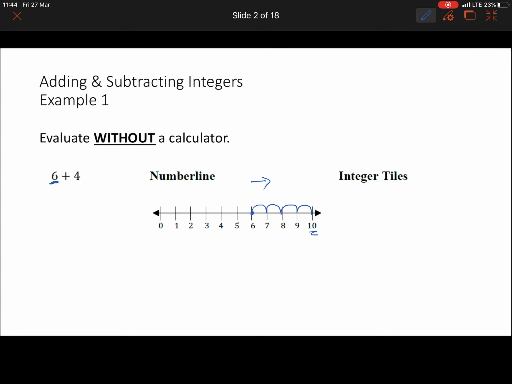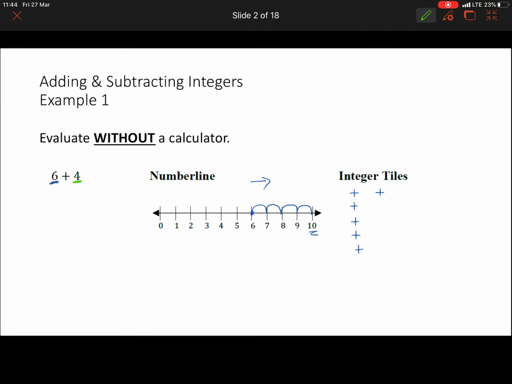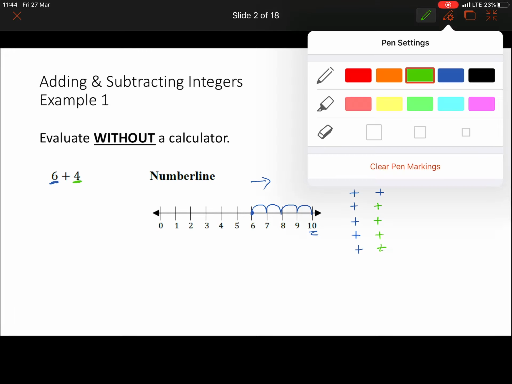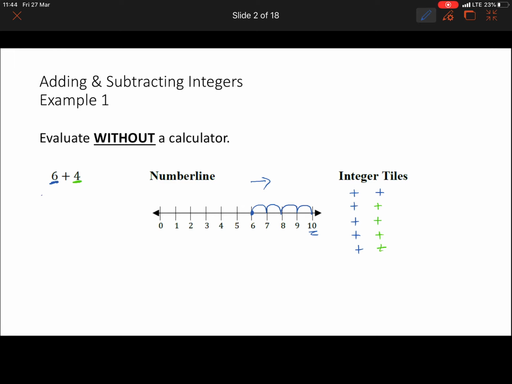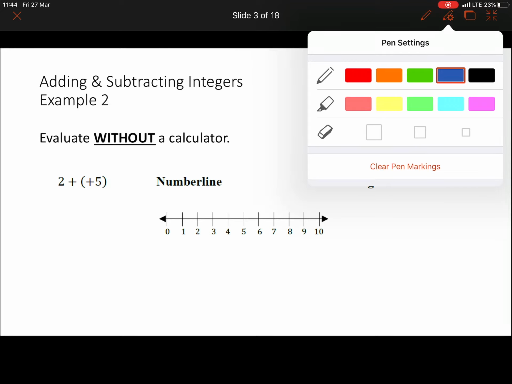If we're using integer tiles, our 6 tells us that we need 6 positives. So I draw in 6 plus signs. And then the plus 4 says I need another 4 positive numbers because it is a positive. If you count all your pluses together, you see you have 10 positives in total, which gives us our answer of 10.